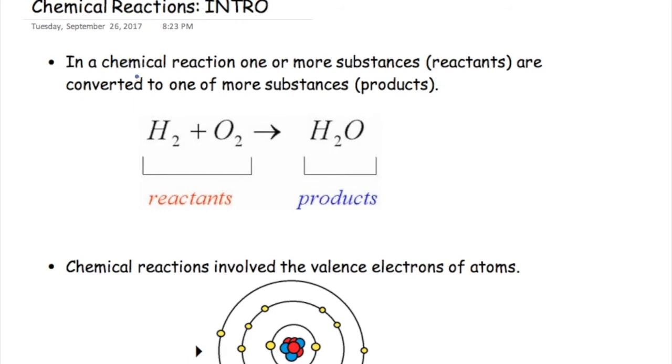Now, what is a chemical reaction? In a chemical reaction, one or more substances called the reactants are converted to one or more substances called the products. So as you notice here we have a chemical equation. On one side we write down the reactants, on the other side we write down the products.